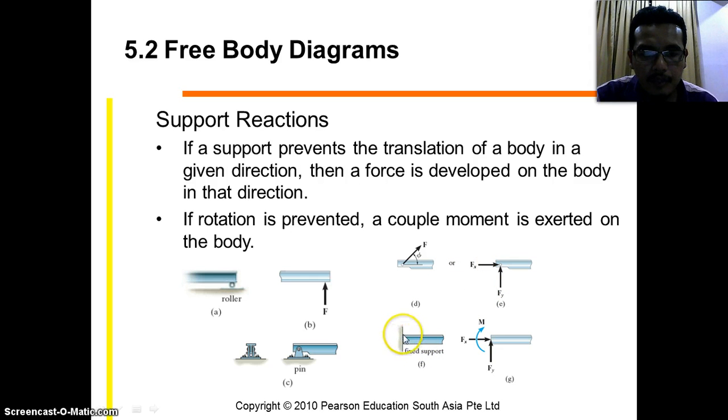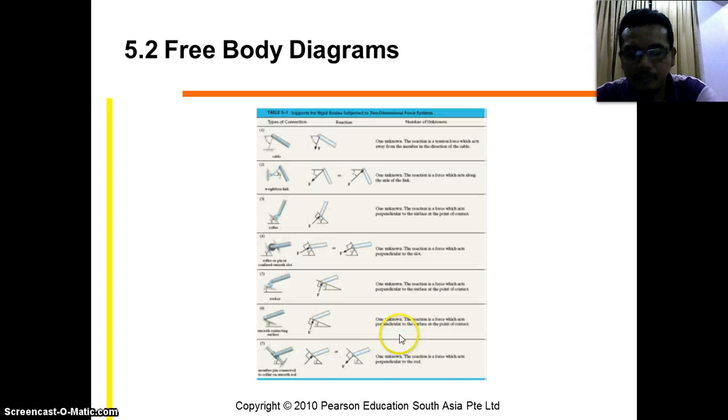If we have a fixed support at the wall, for example here, the translation is prevented in the X component and in the Y component. We also don't want to allow rotation here, so a couple moment is exerted on the body. So here is a couple moment, because we want to prevent the rotation.